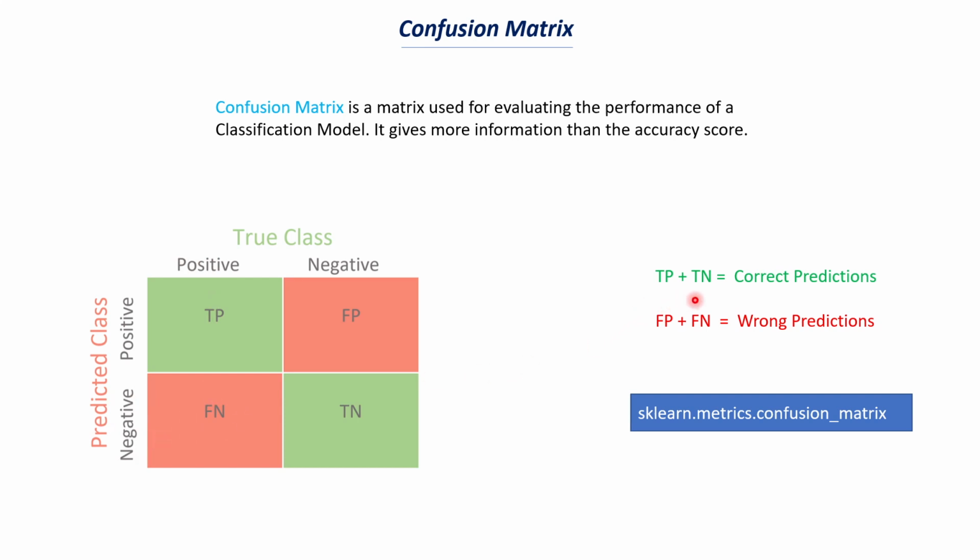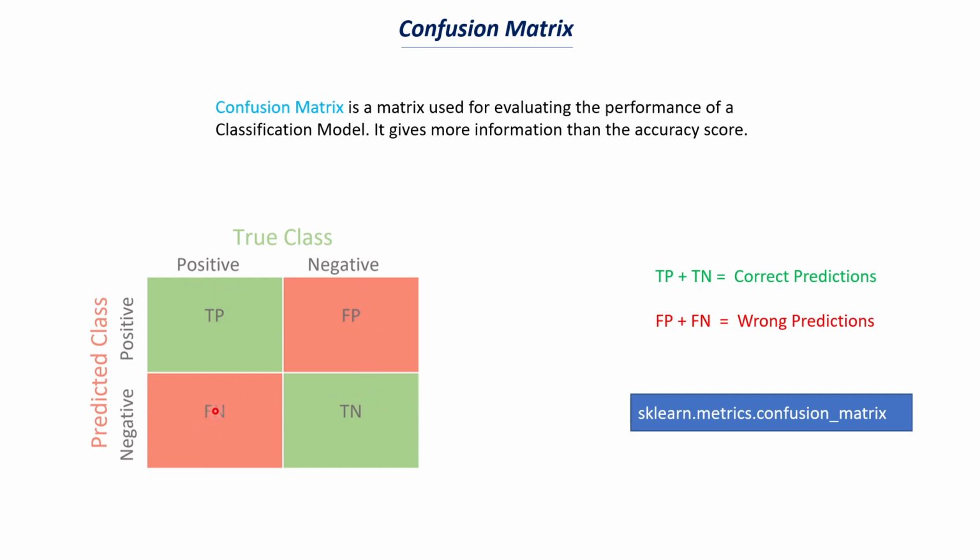Okay, so true positive and true negative contribute to the correct predictions made by your model, and false positive and false negative contribute to the wrong predictions made by your model. This is very important for us in order to understand whether a model is performing well or not. In an ideal situation, you must have a high number of true positives and true negatives, and a low number of false positives and false negatives.